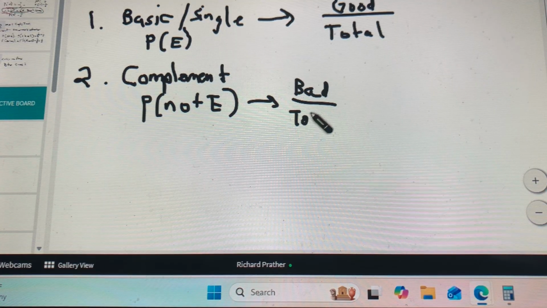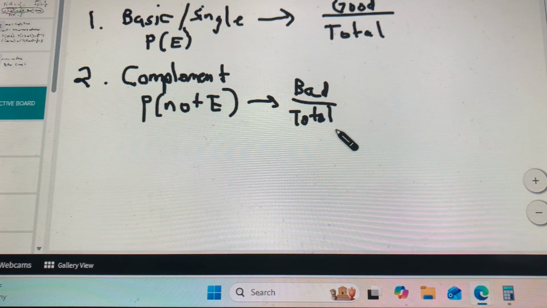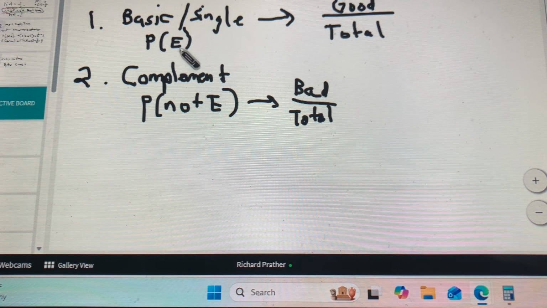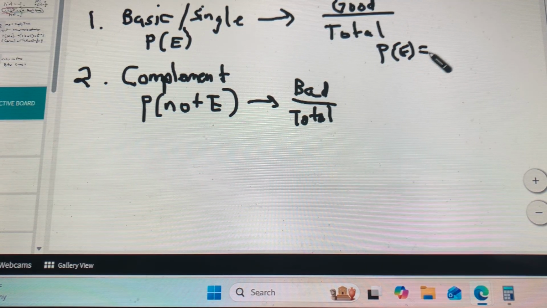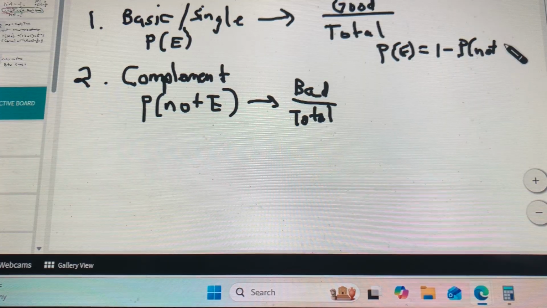So those two problems we had two problems ago, where they said not a psychology student or not a sociology student, I just counted up the other ones. I did the bad over the total, literally. But it also turns out you can find these two answers by using the other one. The probability of an event could be found, instead of doing good over total, you could do 1 minus the probability that it does not happen, if you happen to know that answer already.